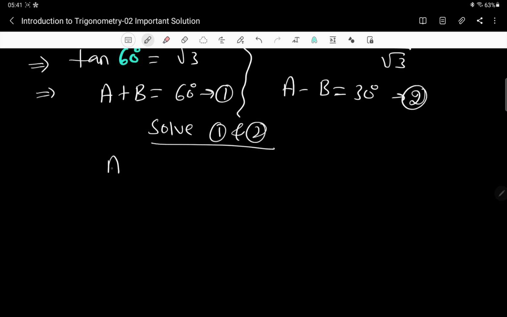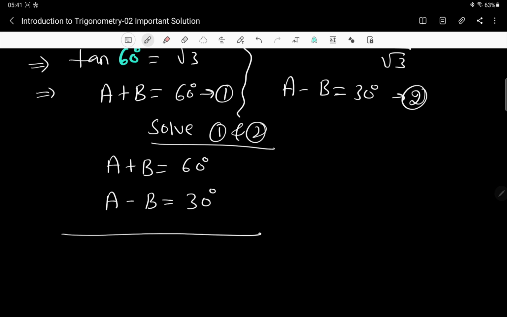So what is equation number 1? A plus b is equal to 60 degree. And what is the second equation? A minus b is equal to 30 degree. Now look at this plus b and minus b. We are going to add them, then they are going to cancel each other. Correct? So a plus a is 2a. Then 2a is equal to how much it becomes? 2a is equal to 90 degree.